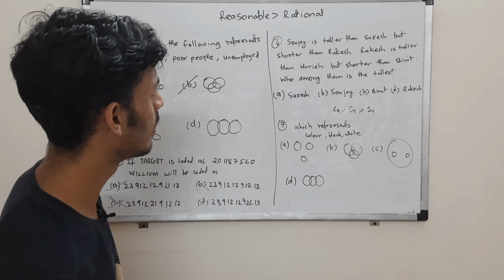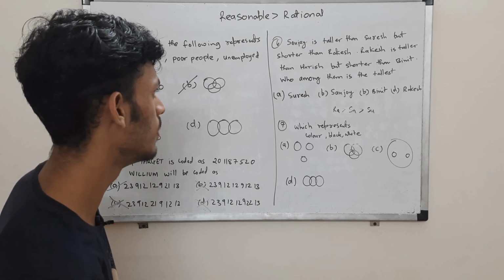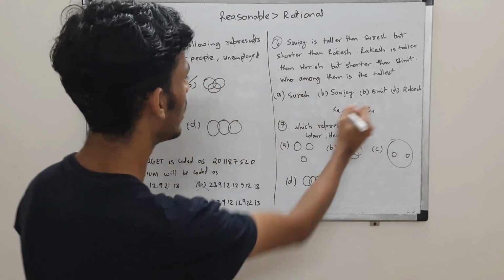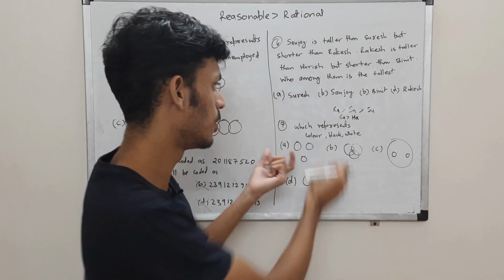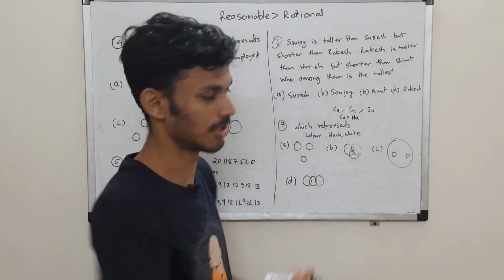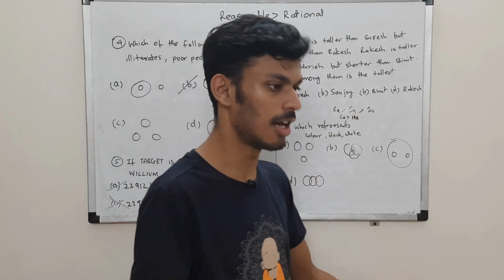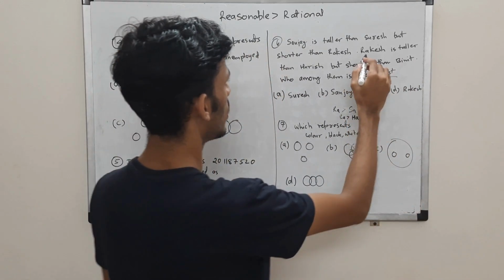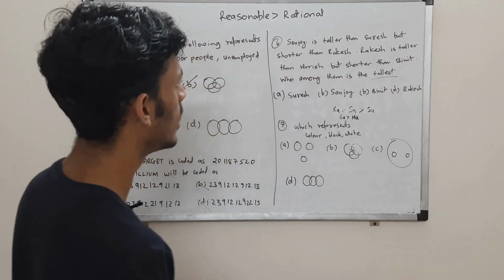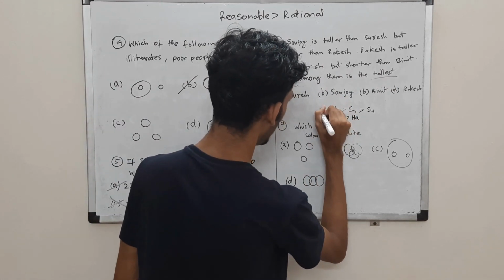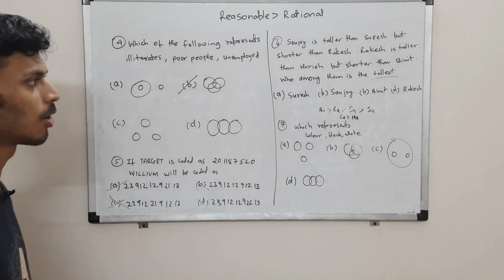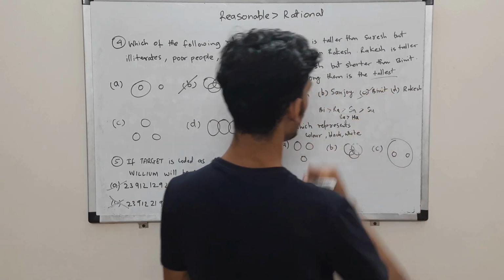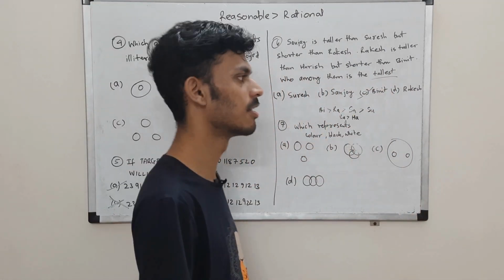Then Rakesh is taller than Harish but shorter than Vinit. Now we don't know where Harish will lie. He's shorter than Rakesh, so he cannot be the tallest. We are supposed to find the tallest, so let's not worry about him. Rakesh is shorter than Vinit. So the question is, who is the tallest among them? Of course, Vinit is the tallest. That's option C.